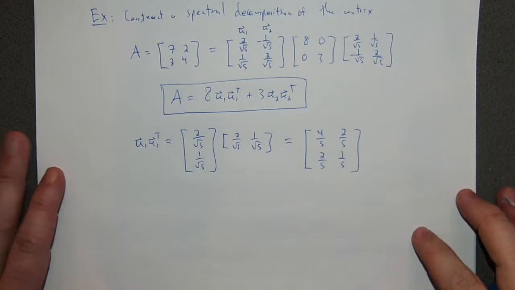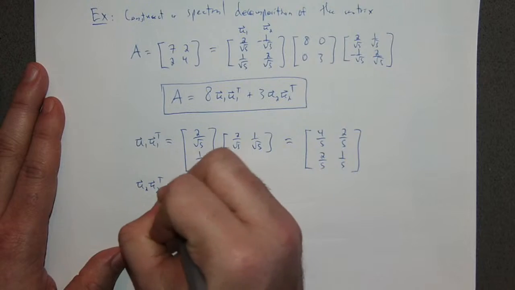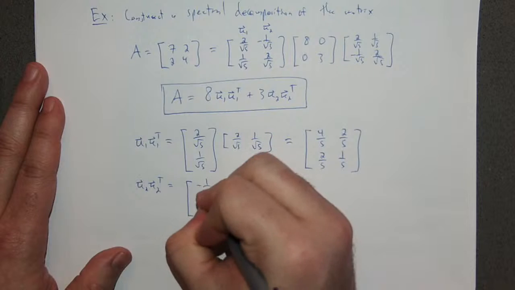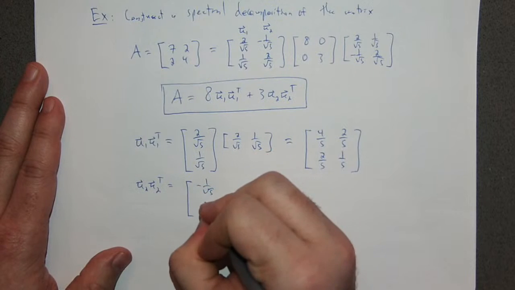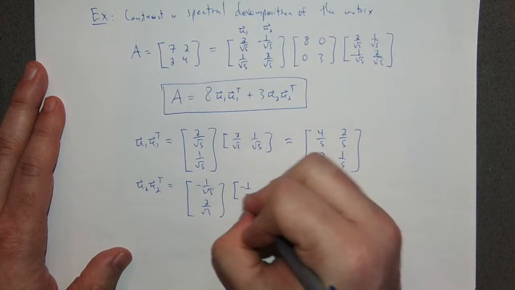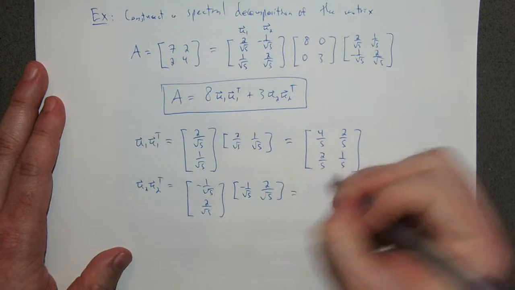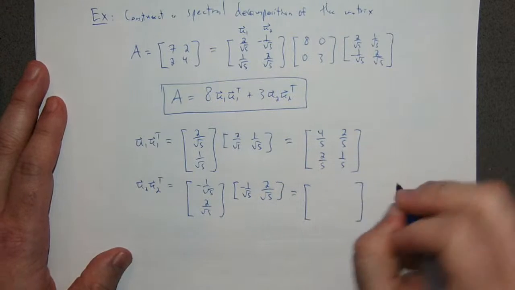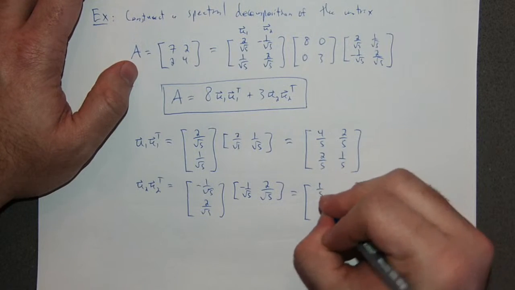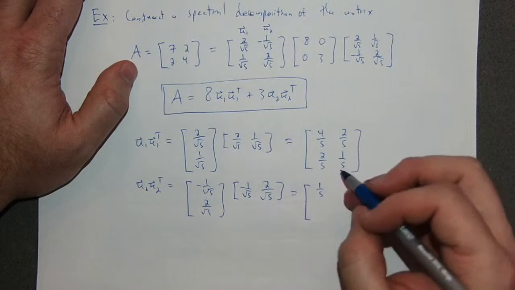And then if I compute U2 U2 transpose, U2 is the vector minus 1 over root 5, 2 over root 5. So this column multiplied by the row minus 1 over root 5, 2 over root 5 is the 2 by 2 matrix 1/5, minus 2/5.